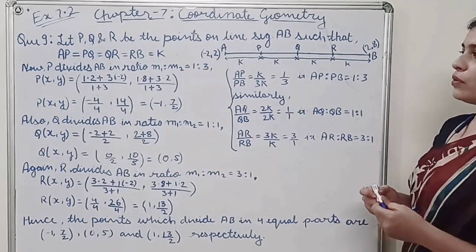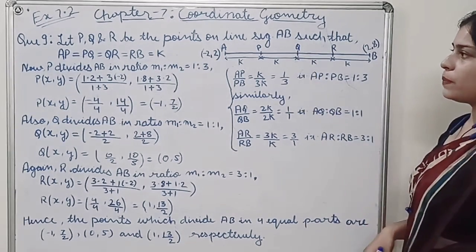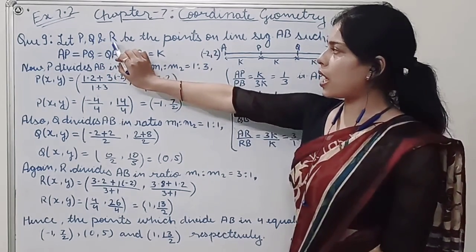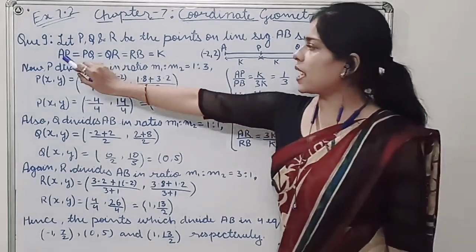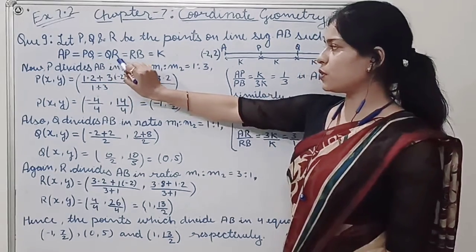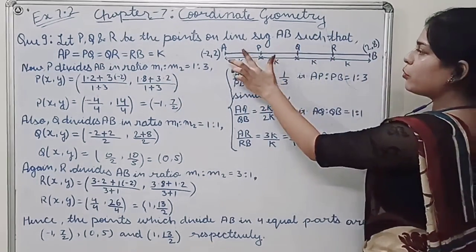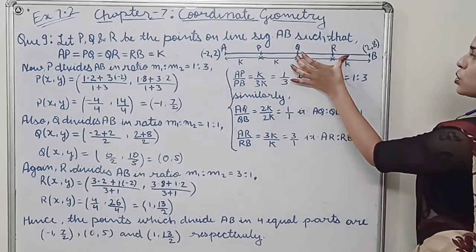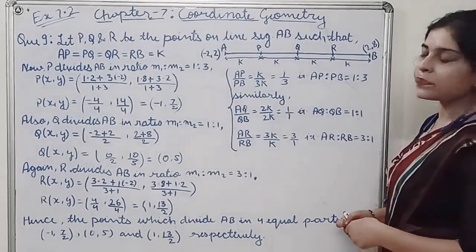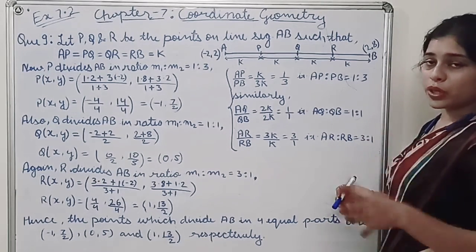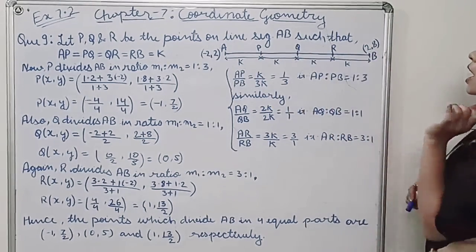Okay, so first of all we will draw a line segment and we will assume the points which are dividing line segment AB in 4 equal parts. So let P, Q, R be the points on the line segment AB such that AP = PQ = QR = RB. Okay, as these 3 points are dividing AB in 4 equal parts, AP = PQ = QR = RB, and let their length be K units. Units can be meter, centimeter, millimeter, whatever. So AP is K, PQ is K, QR is K, and RB is K.